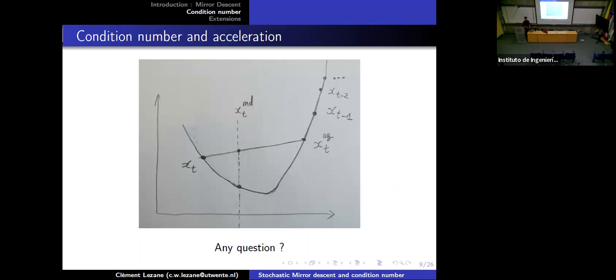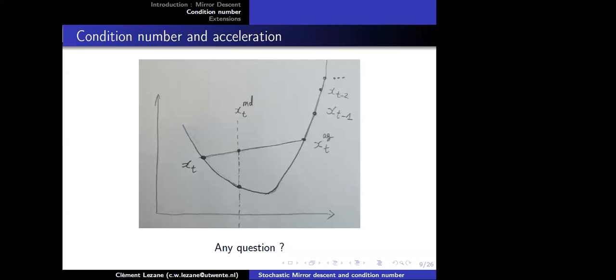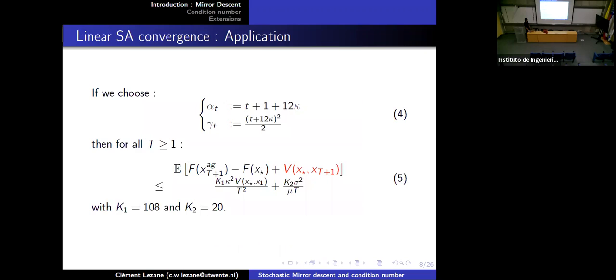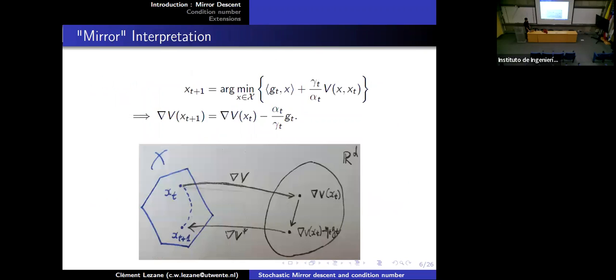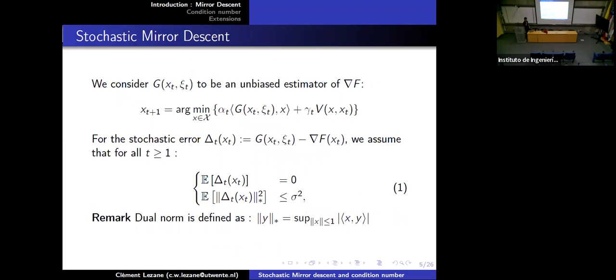Are there any questions so far about the first part? Go back to the algorithm. Yes. So this is the non-accelerated version. Why in the upper bound is there a 1 over t squared?